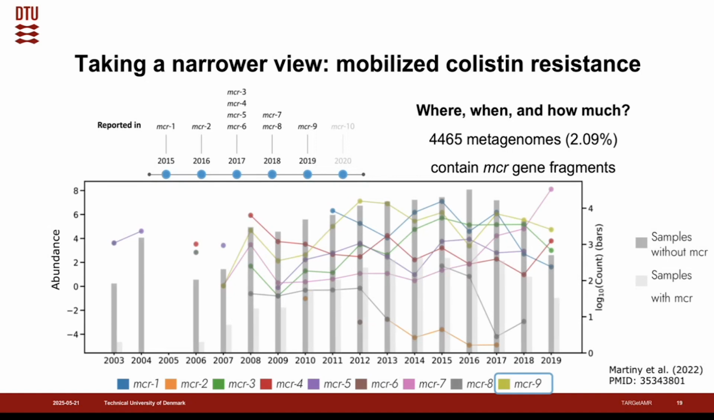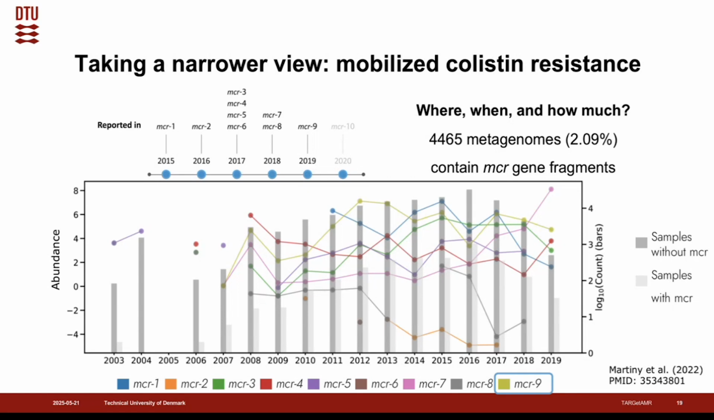And it's quite interesting that even though MCR9 was reported in 2019, we can actually trace it back into samples from 2007. We can also see that the abundance has changed quite a lot over the years, and we know how many samples actually contain MCR gene fragments.